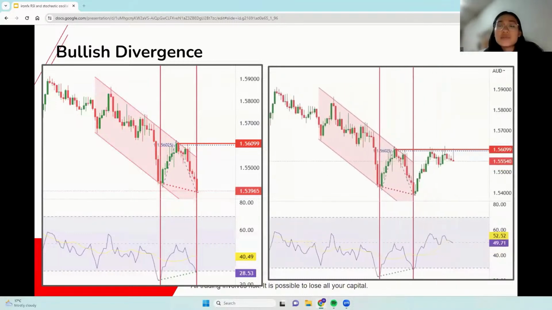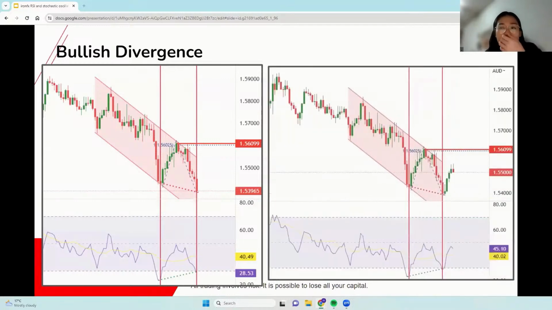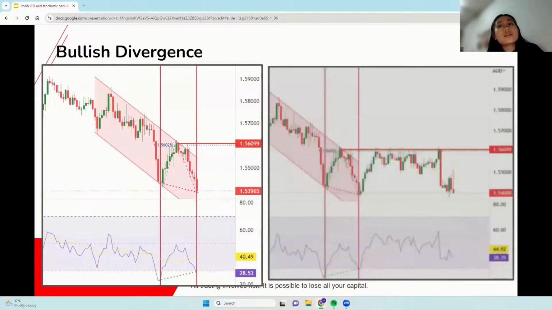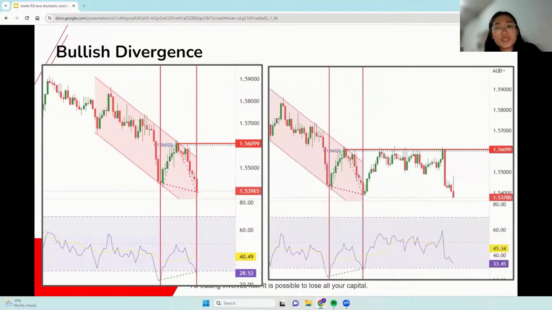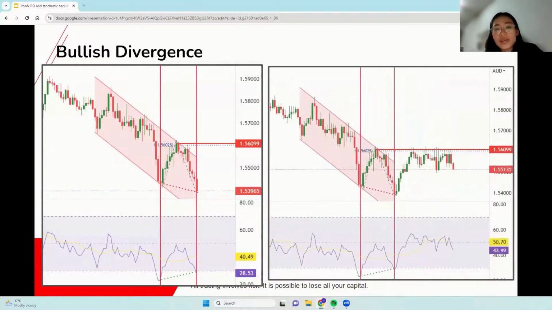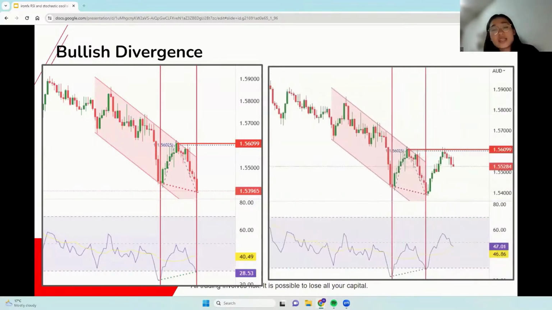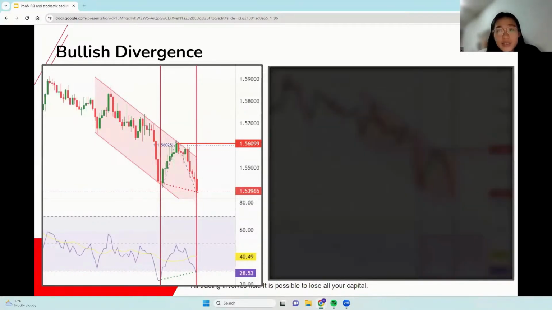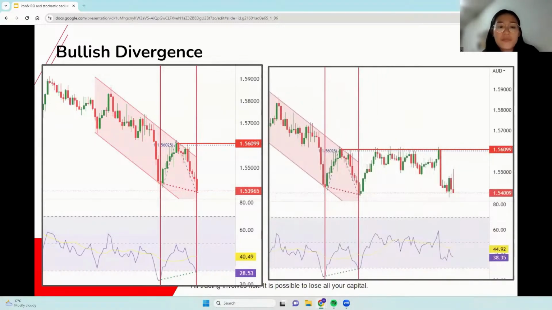So if we take a look at the image first, the first thing is we see price moving in a descending trend line. Second thing is we have a bullish divergence on our stochastic. Price is making a lower low and our stochastic is making a higher low. And lastly, we have our resistance level at the swing high, which is in line with our 100% Fibonacci projection.